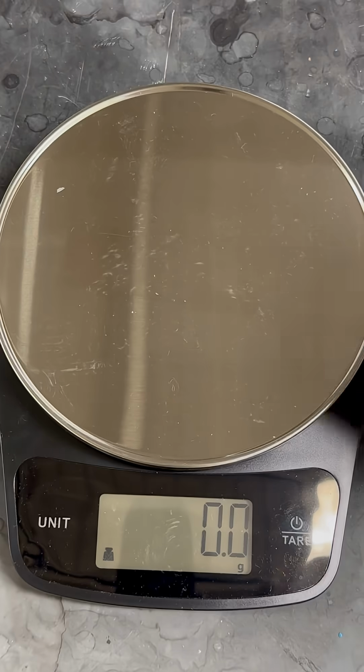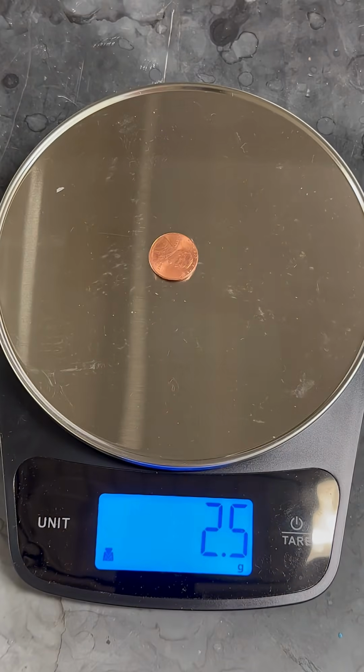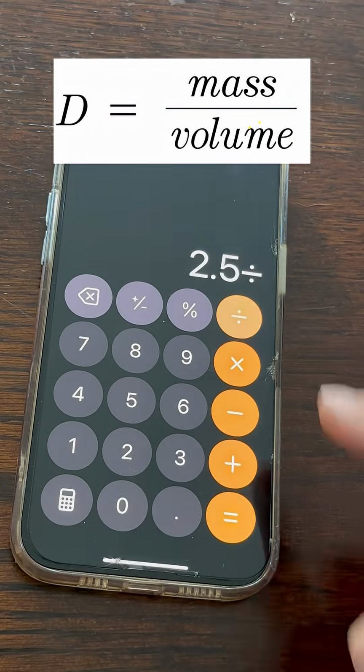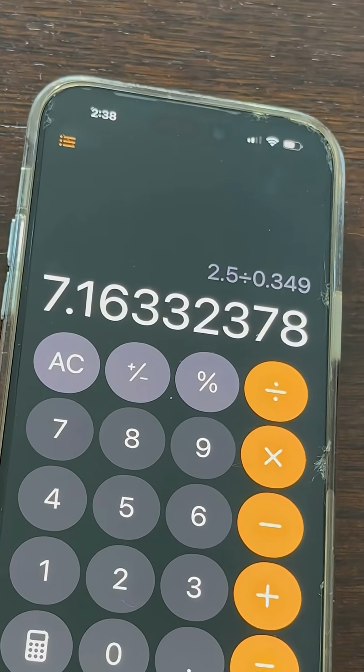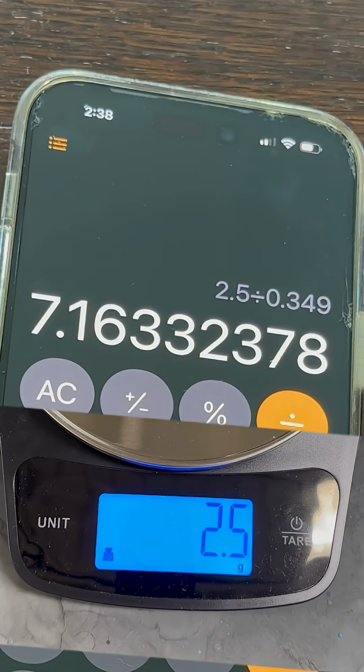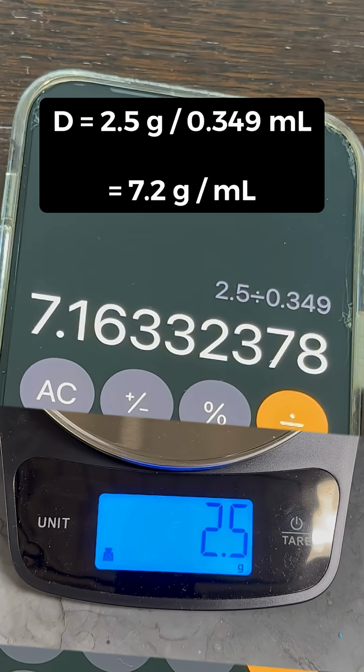On the second balance, we measured the mass to be 2.5 grams. Dividing this mass by 0.349 milliliters gives a density of a bit more than 7.16 grams per milliliter. But because our mass measurement has only 2 digits, we're going to need to round our density to only 2 digits, 7.2 grams per milliliter.